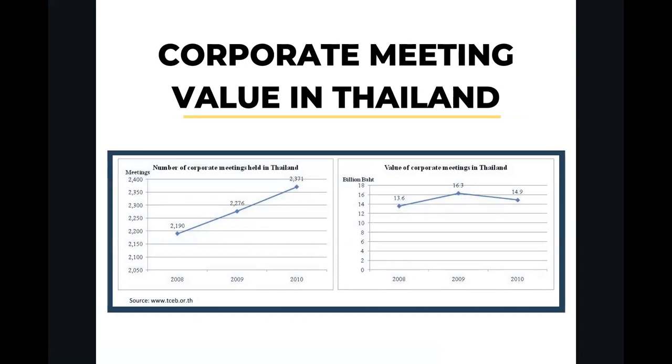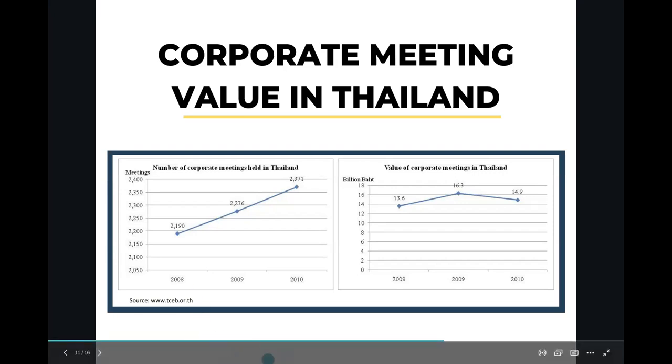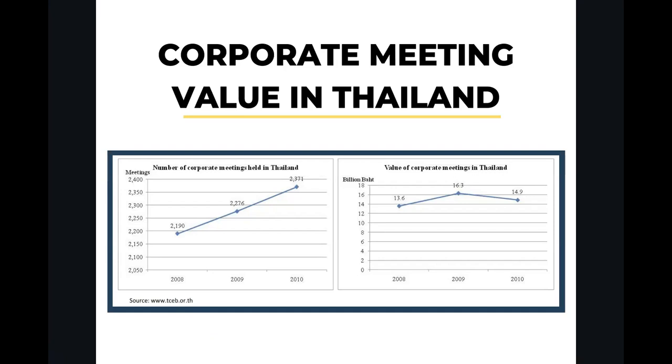The number of business meetings conducted in Thailand from 2008 to 2010 increased on average 4.05% yearly, while the value increased on average 4.66% annually, despite the worldwide economic depression. Due to a considerable rise in average expenditure per person, the overall value increased more quickly than the numbers. Next.